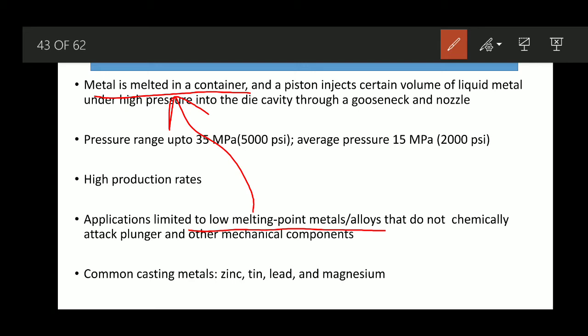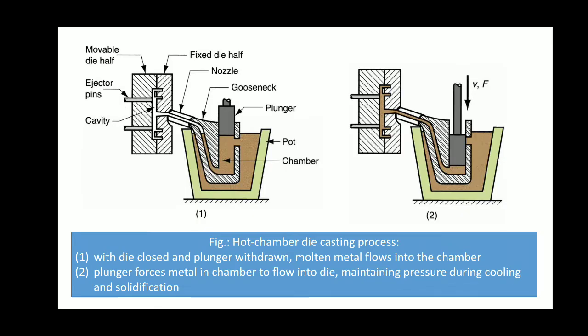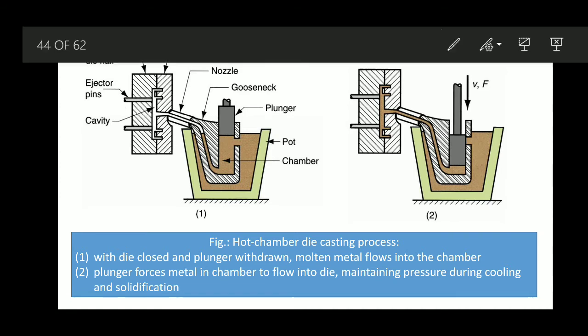Okay, and the common casting metals which are generally cast with hot chamber die casting are zinc, tin, lead, magnesium alloys etc. So these two figures basically discuss our hot chamber die casting.